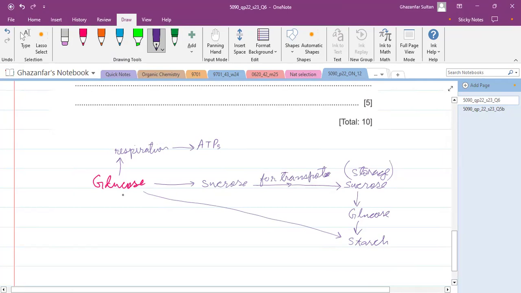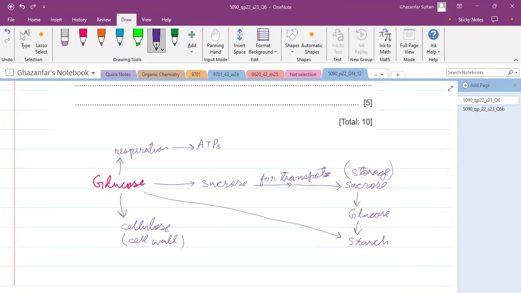Another important role of glucose is to synthesize cellulose. And you know, cellulose is the main structural feature of the plant cell wall. So the cell wall is made up of cellulose and it comes from glucose. So these are the different fates. Fates means not fat. Fates means their destination point where they are used. So we should include this in our answer.